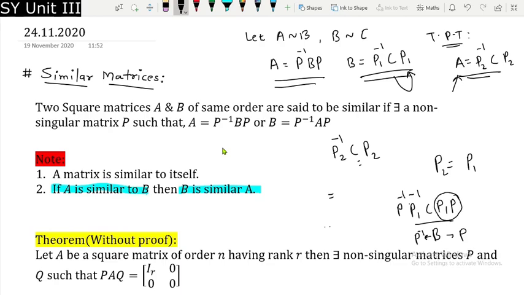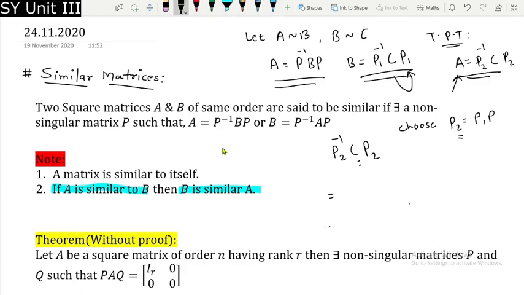So I'll choose P2 equal to P1P. Now note, since P1 and P are non-singular, this P2 is also going to be non-singular, isn't it? Because determinant of P2 will be determinant of P1 multiplied by determinant of P. But determinant of P1 and P both are non-zero. So therefore determinant of P2 will also be non-zero, and it will also be non-singular.